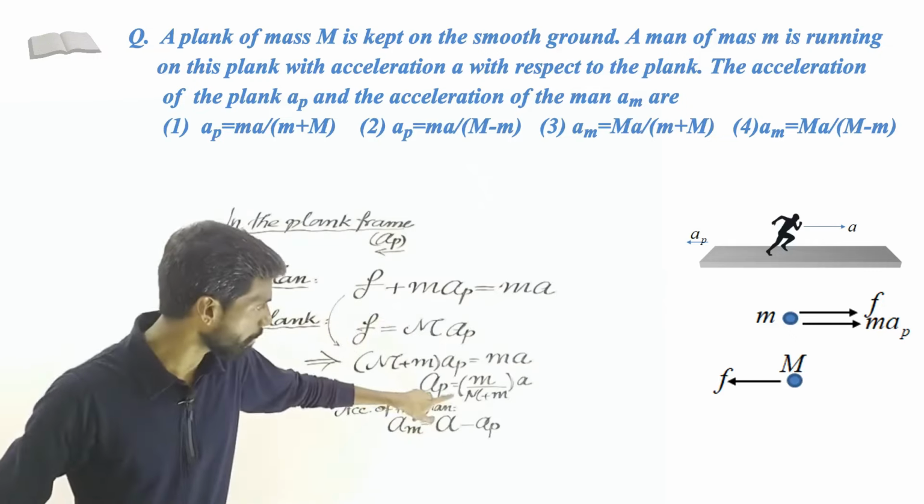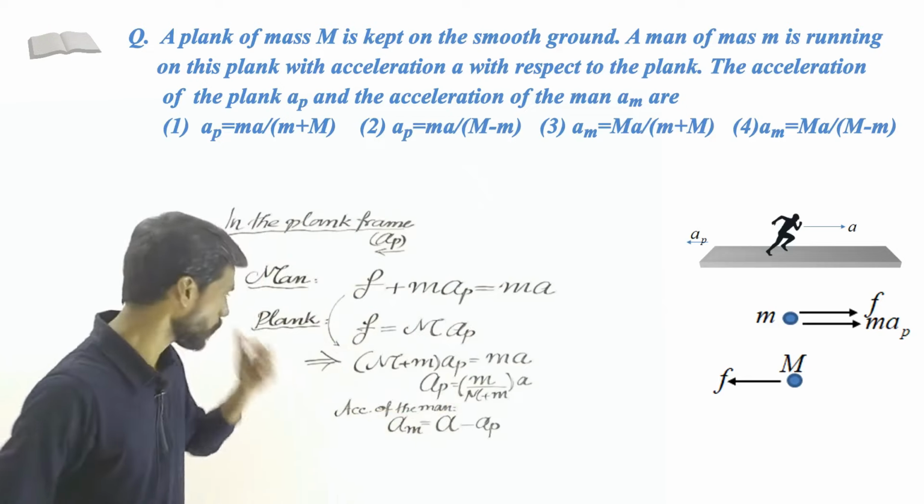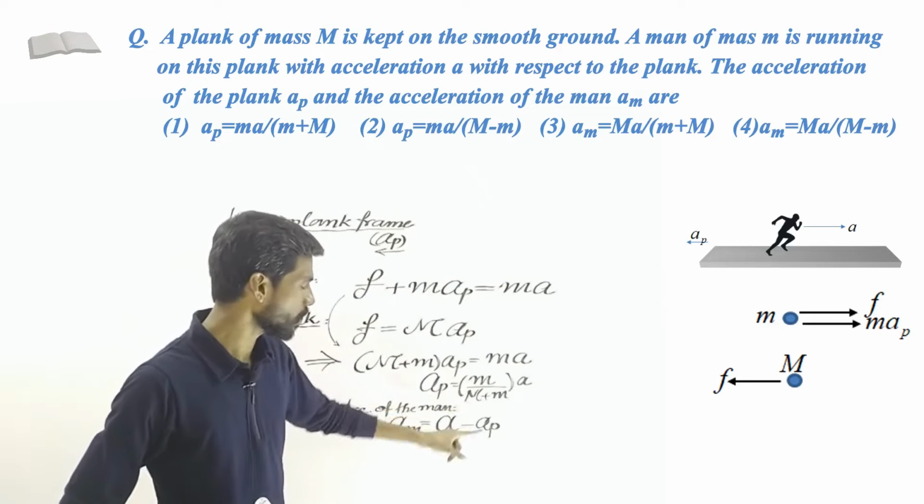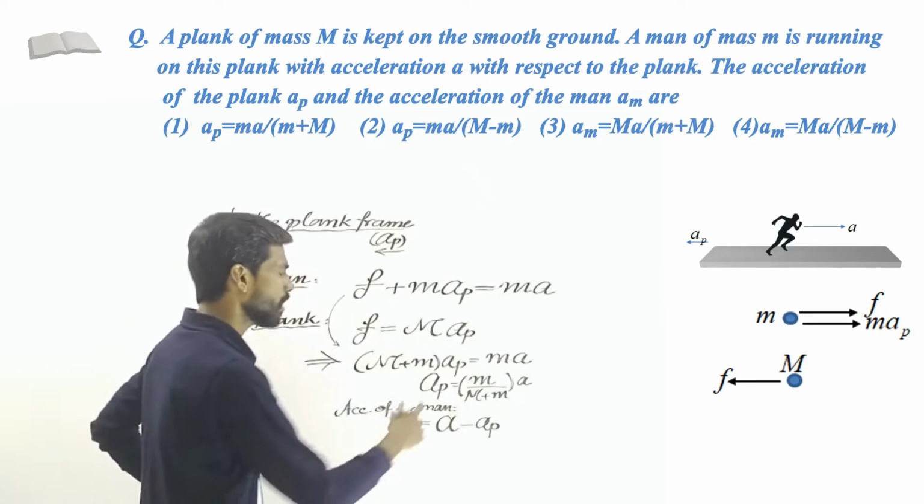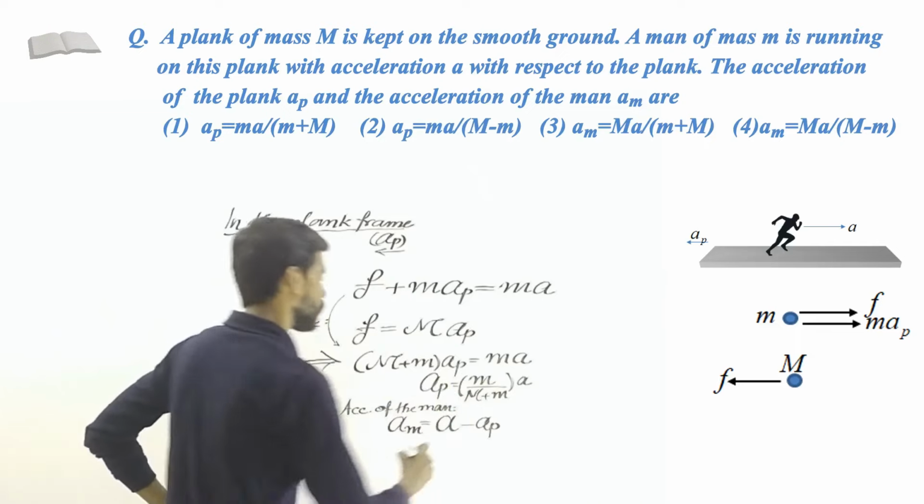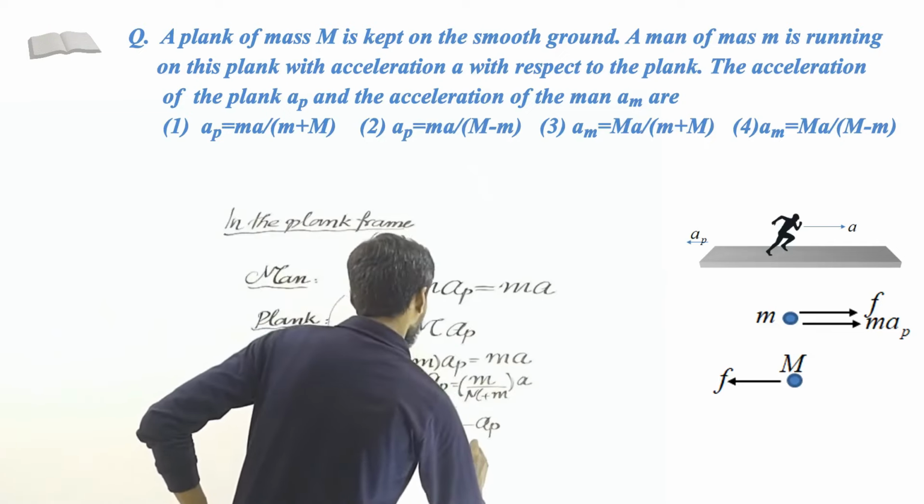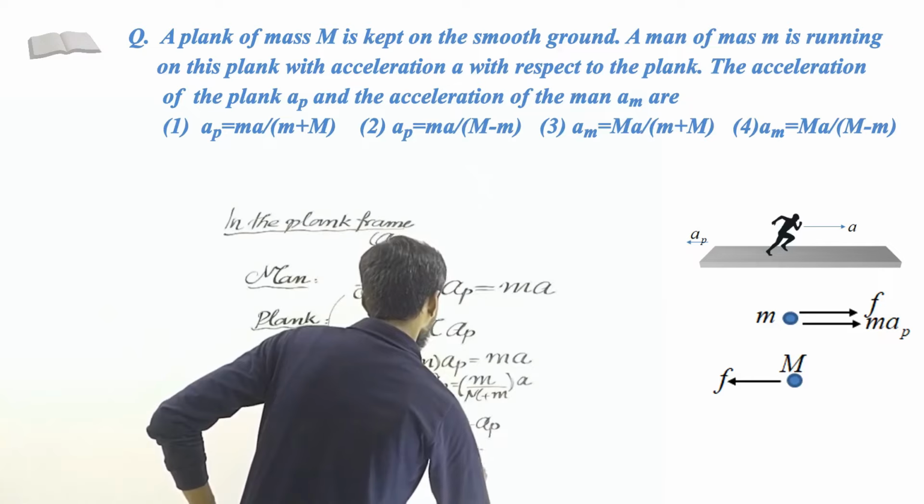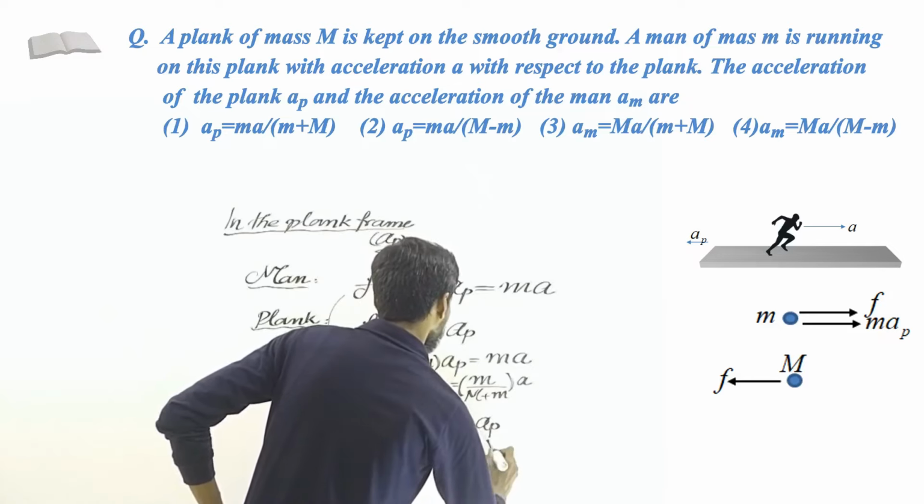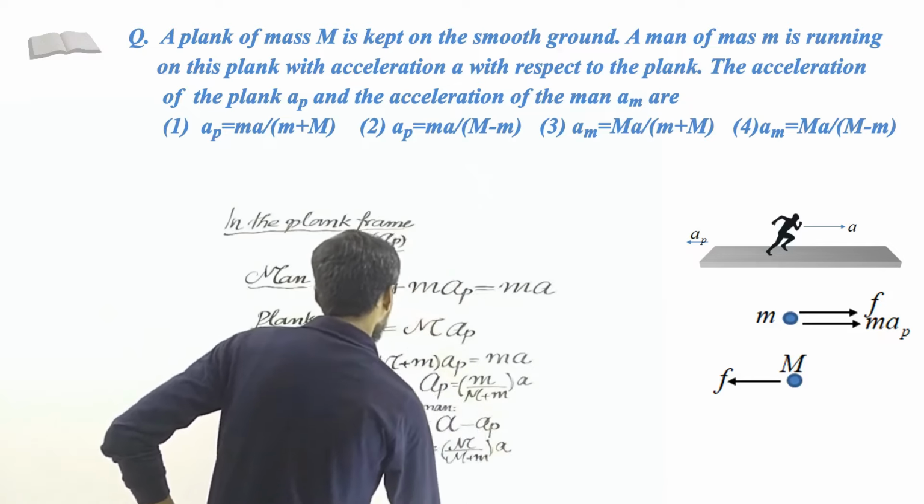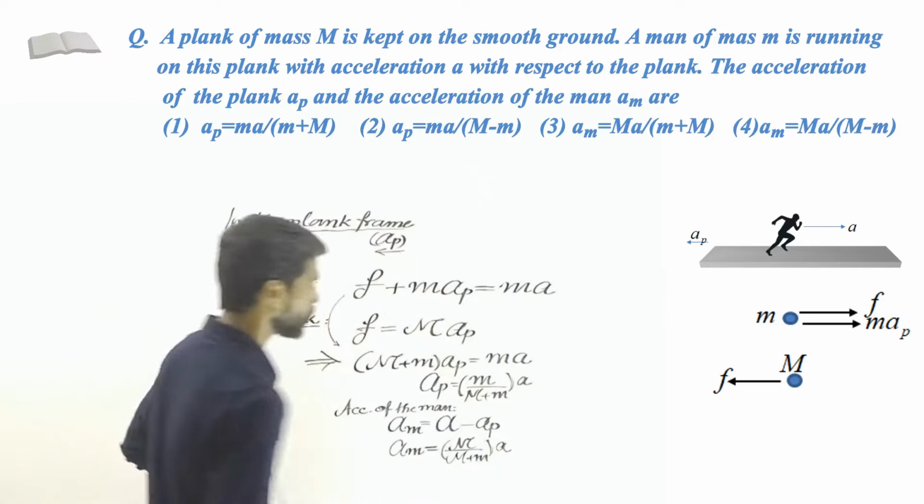We have already found AP, so that can be substituted here. If you do that, what do you get? A minus this value, so A multiplied by 1 minus m divided by m plus m. That will give you the required answer, capital M divided by m plus M multiplied by a. So this is the acceleration of the man.